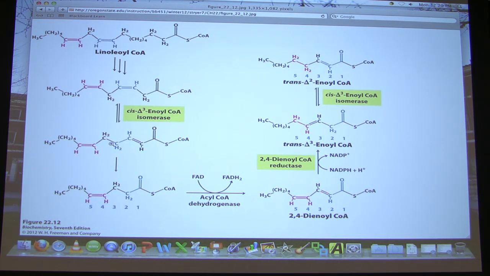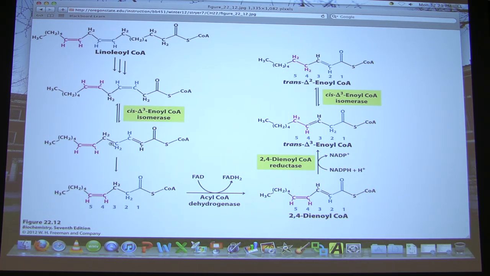Notice that this one is in the trans configuration, and this is in the cis configuration, okay? And another enzyme is necessary to deal with this unusual structure for the cell. This conjugated double bond is really a very different kind of electronic environment than we had over here. This is dealt with by the enzyme 2,4-dienoyl-CoA reductase.